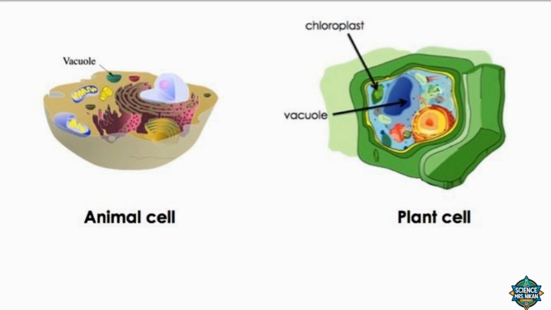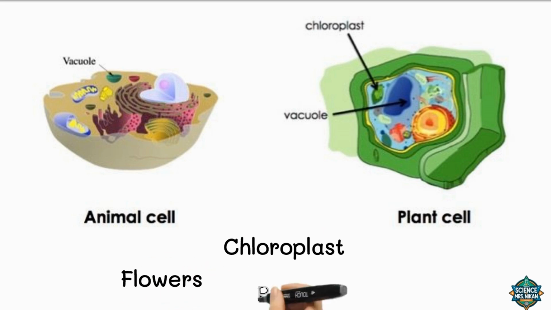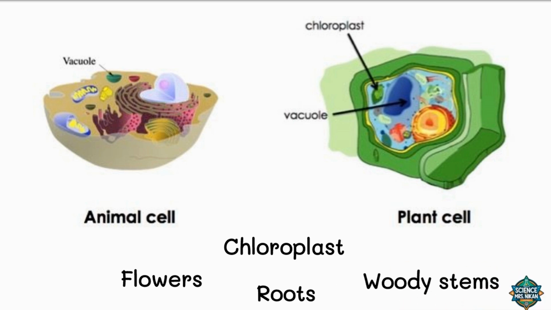Cells of the green parts of plants, especially the leaves, contain another very important organelle, the chloroplast. Cells from the part of a plant that are not green, such as the flowers, roots, and woody stems, have no chloroplast.